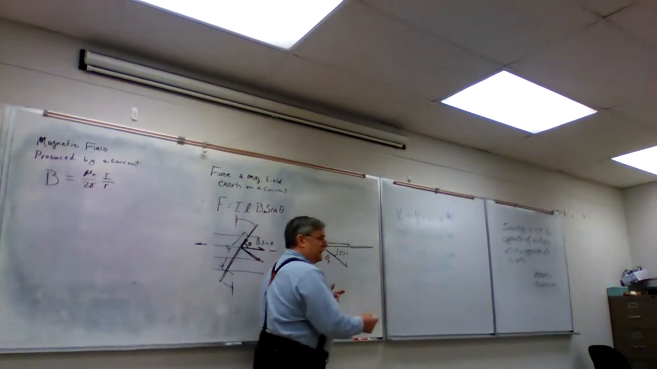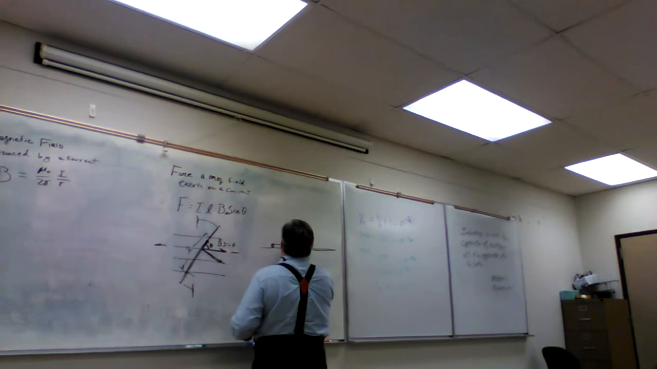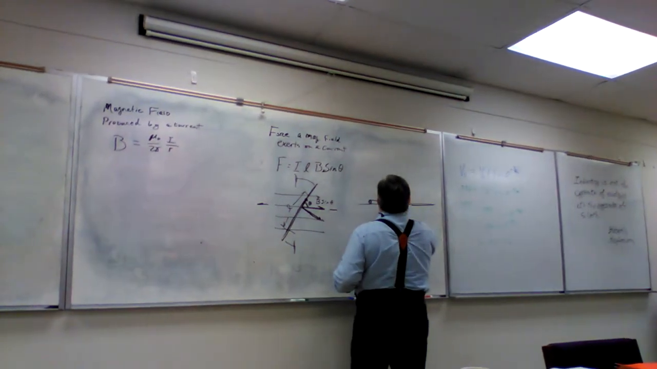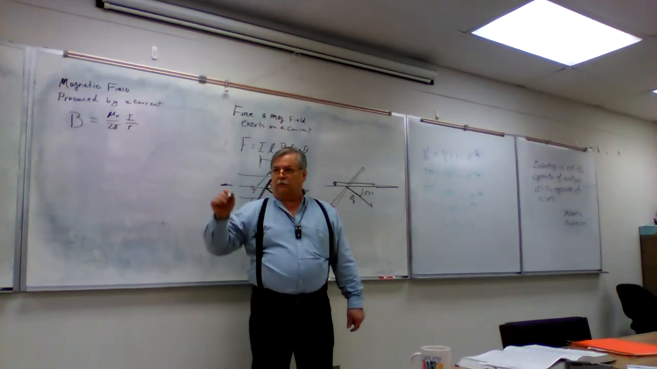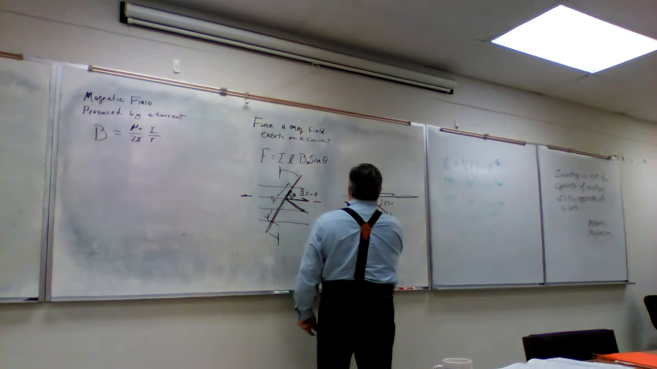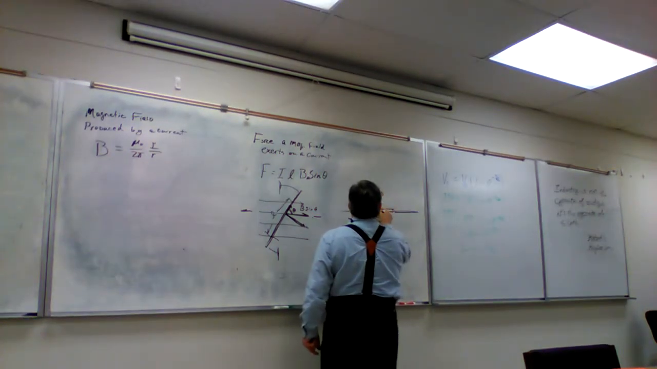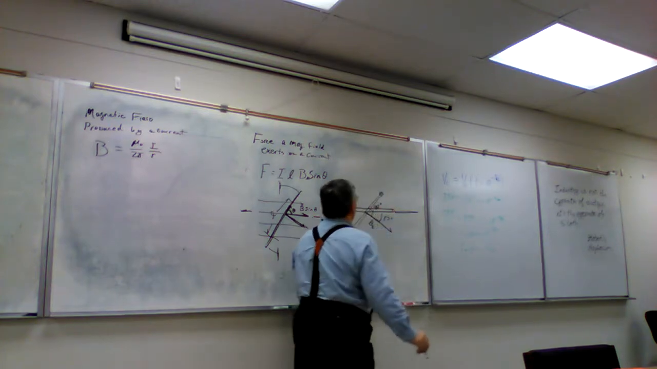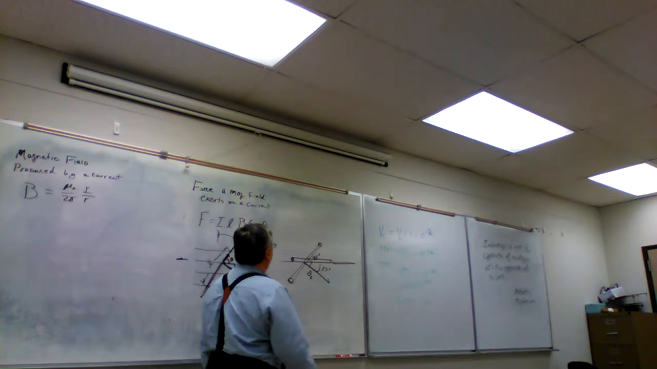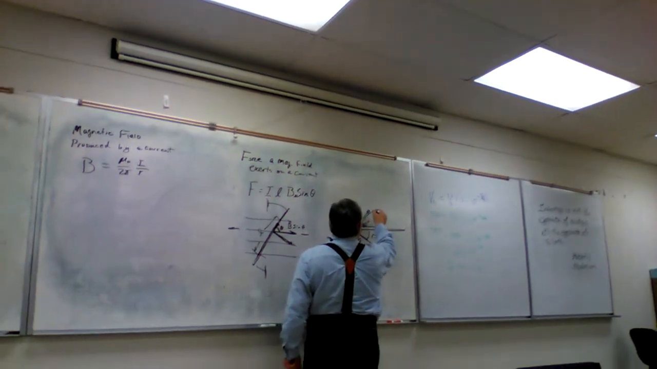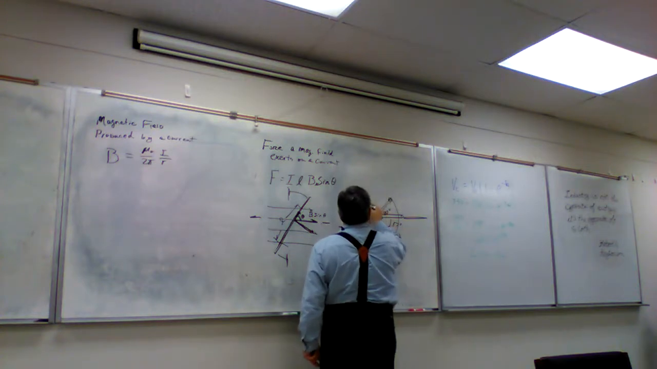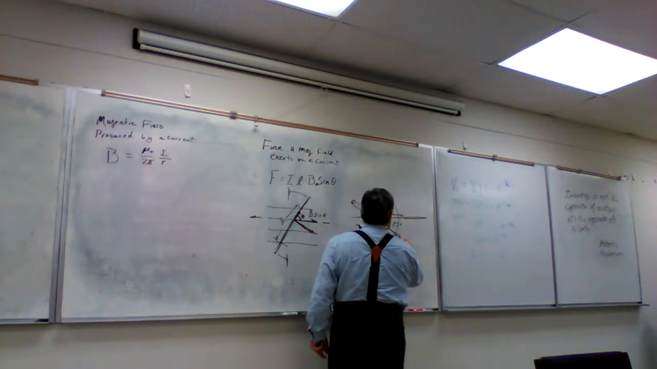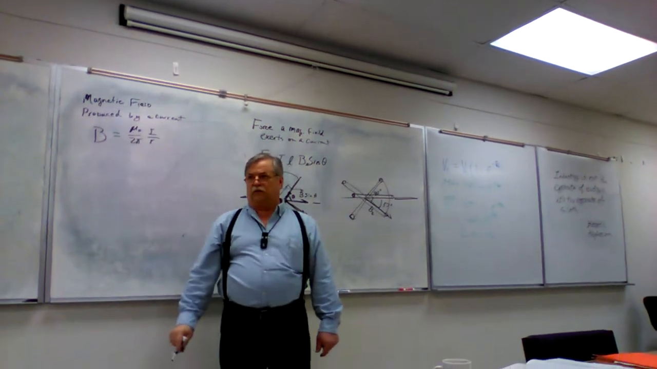When would the torque be maximum? When the magnetic field is perpendicular to the face of the coil. That's 90 degrees here. When the coil is like this, then the torque is 0.